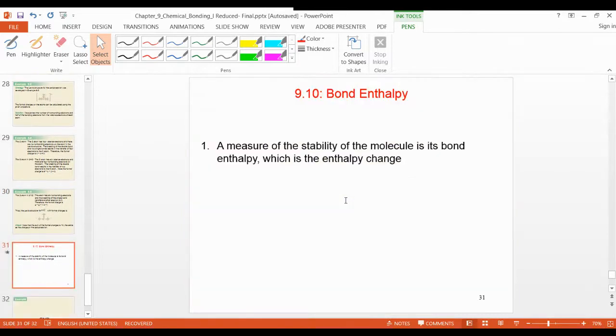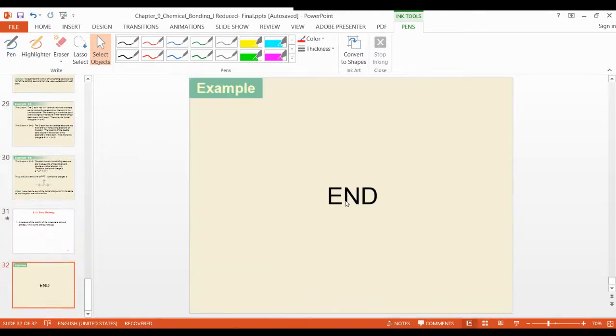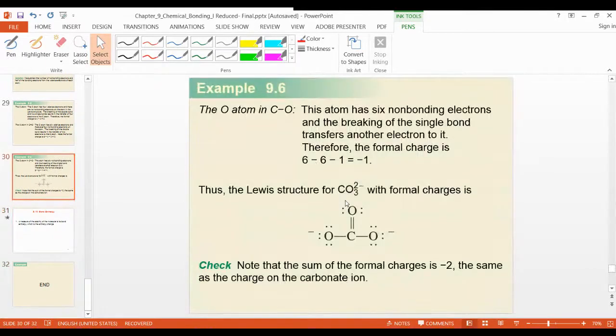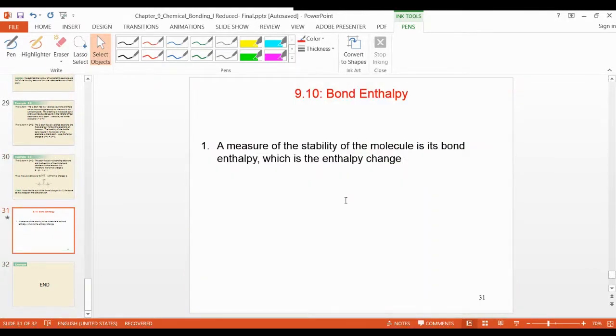These are very important, the formal charge calculations, right? Bond enthalpy, we have to, okay, but how many students have the book with you? Open the book, please, if you have. Let me check here. I don't know.